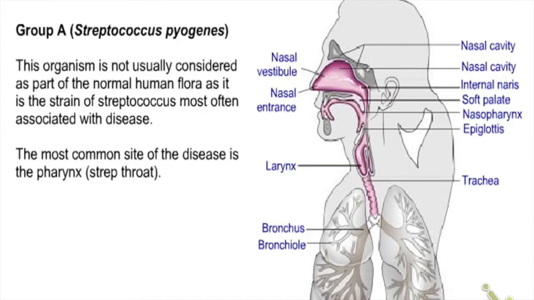So group A is not usually considered as part of normal human flora, as it is the strain of strep that is most often associated with disease. So the most common site where you can isolate group A would be the pharynx, particularly the nasopharynx. Aside from this place, we can isolate group A from the nasal vestibule, nasal entrance, nasopharynx, epiglottis, tracheal larynx, even the bronchioles.